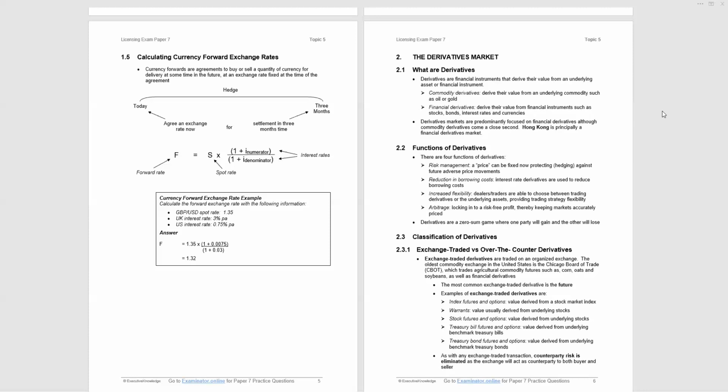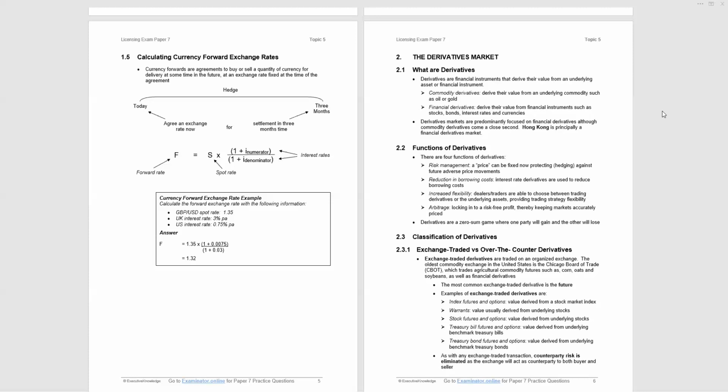Increased flexibility, that is, dealers and traders able to choose between trading derivatives or the underlying assets. Now, trading derivatives is often much cheaper, but there's an element of leverage, providing trading strategy flexibility. And arbitrage, you can buy one instrument, sell the other, lock into a risk-free profit, thereby keeping markets accurately priced. Now, as we said there, derivatives are a zero-sum game. One party will gain, the other party will lose.